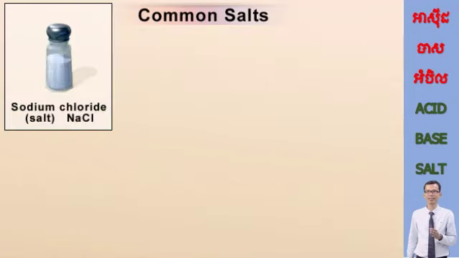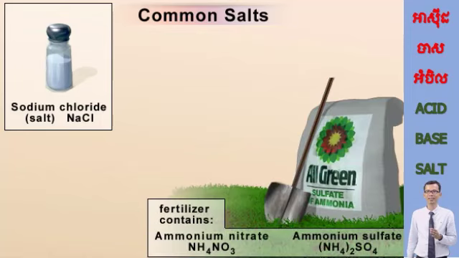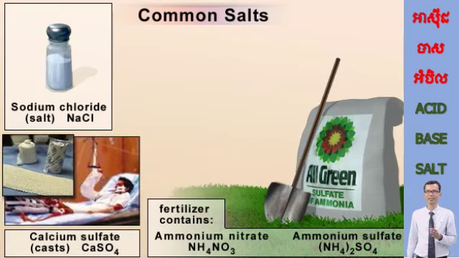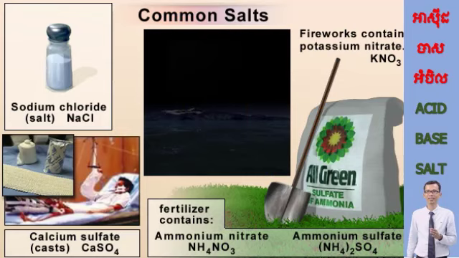Although the best-known salt by far is sodium chloride, there are many different salt compounds, and some of them are commonly used by humans. Ammonium sulfate and ammonium nitrate are included in many commercial fertilizers. These salts ionize in the presence of water to add nitrogen and sulfur to soils depleted of these elements. Calcium sulfate, known commonly as plaster, is used to form casts. Potassium nitrate is used in the manufacture of explosives, including these fireworks.